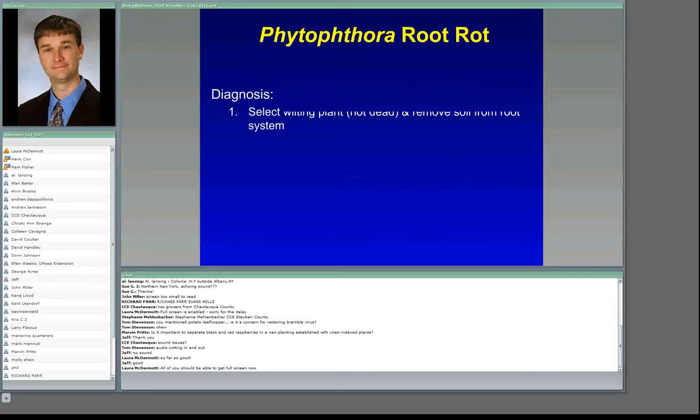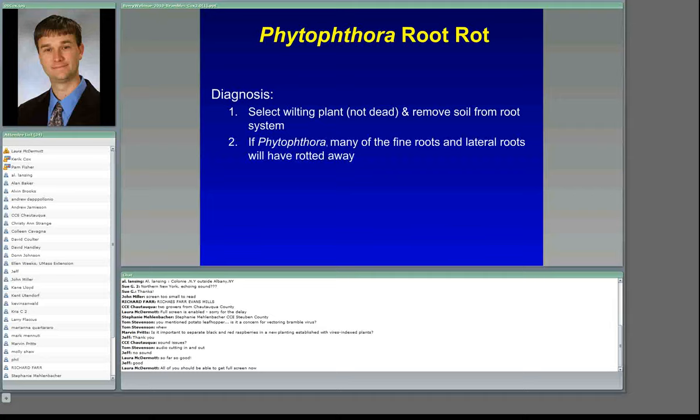So in order to diagnose a raspberry, let's say you're seeing wilt and death in patches in your planting, and you want to see whether or not it's Phytophthora or something completely different. Take the wilting plant. Don't pick a dead one. Like I said, once they're dead, it becomes a fungal free-for-all, and you may not be able to tell what's actually happening. Dig it up, remove the soil from the root system. If you have Phytophthora, you'll notice that many of the fine roots and lateral roots will have rotted away. You won't have all the nice, bushy, fine root material.